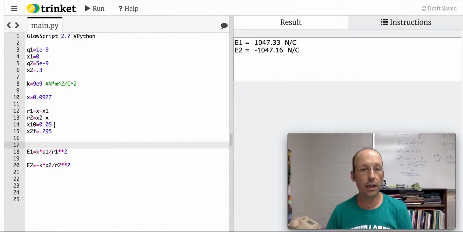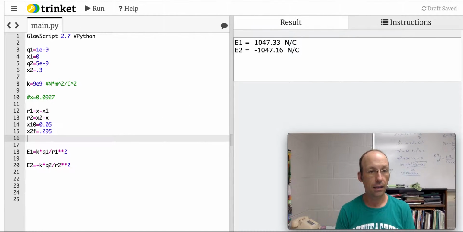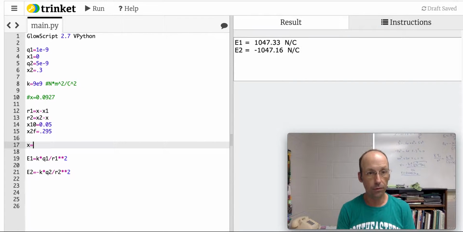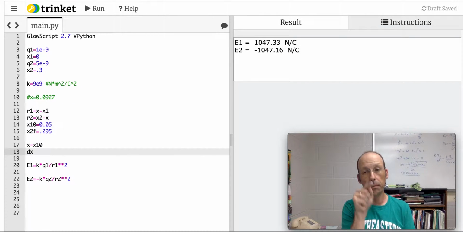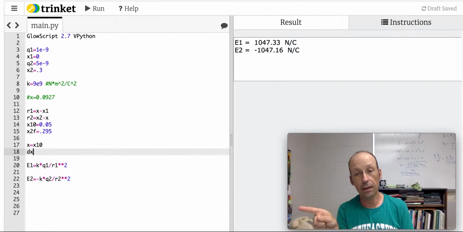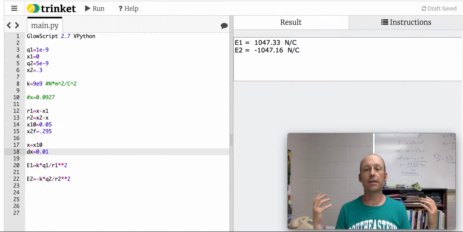So I have my starting x, my final x, and let's just put this at x equals x10. That's where it starts. And then dx is my step size, because what I'm going to do is calculate the electric field, move, calculate the electric field, and so forth, until I get to my final x. So let's say this is 0.01. It's a computer. It can do it a whole bunch of times. It's not going to complain.